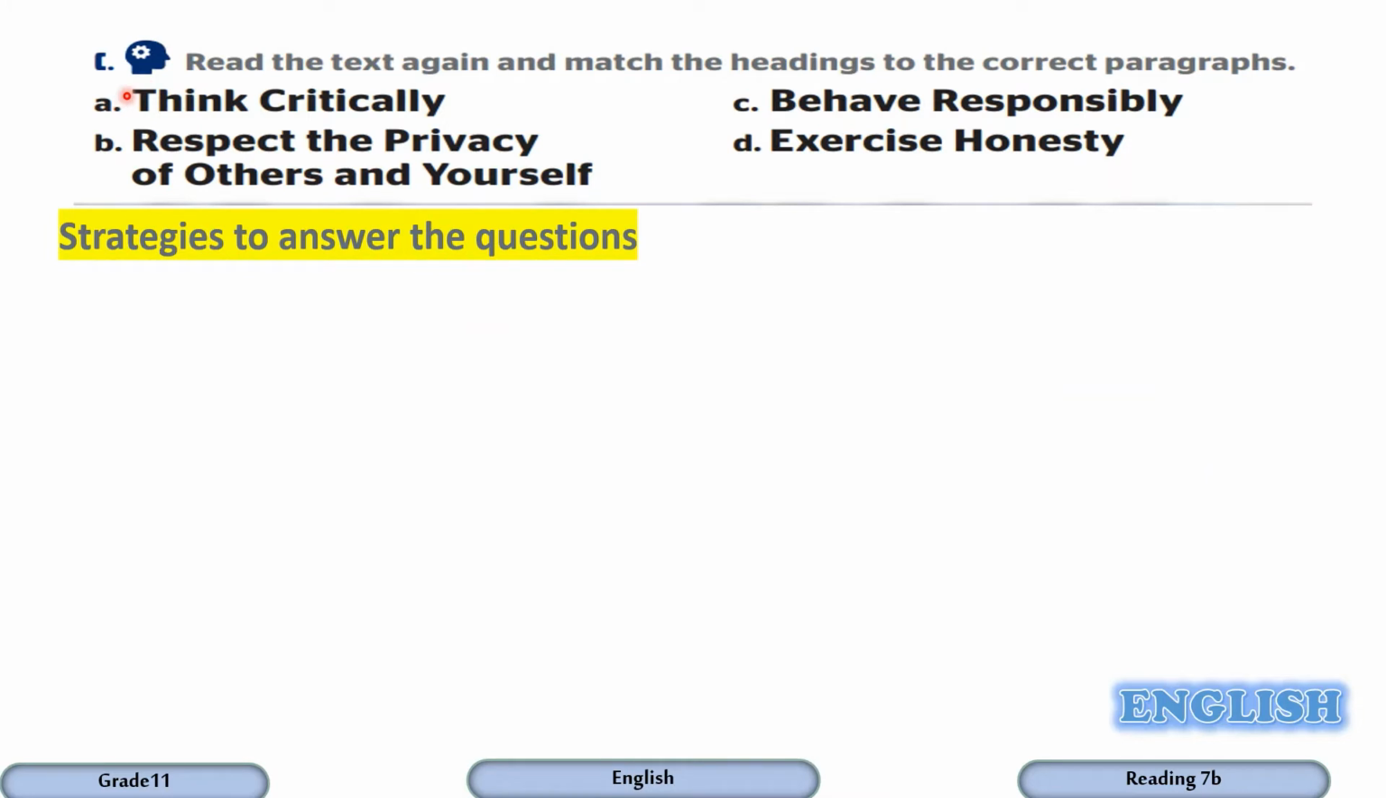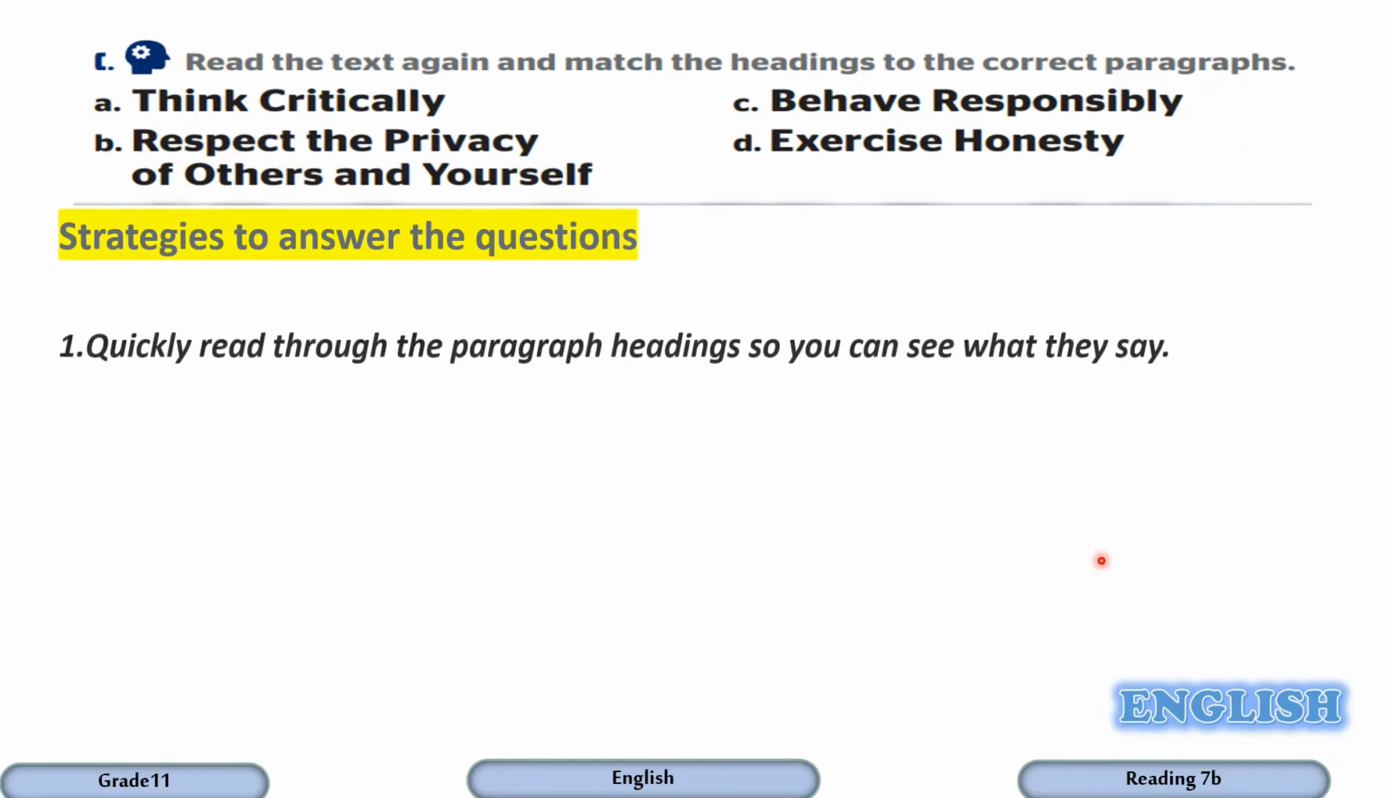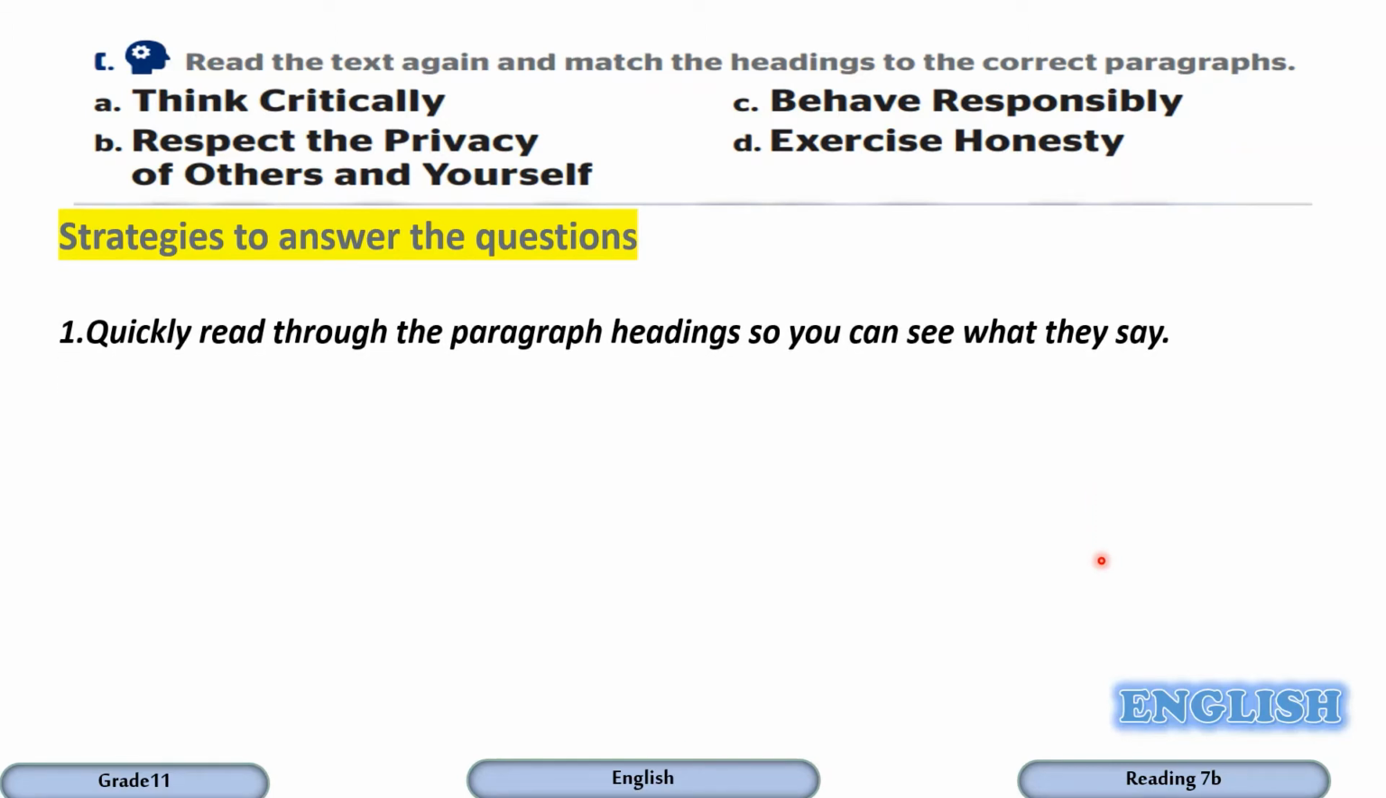All right, now let's identify the main idea of each paragraph, which would boost our comprehension. You will read the text again and match the headings to the correct paragraphs. But first of all, let's go through the strategies to answer such questions. First, quickly read through the paragraph headings so you can see what they say. A, think critically. B, respect the privacy of others and yourself. C, behave responsibly. D, exercise honesty.